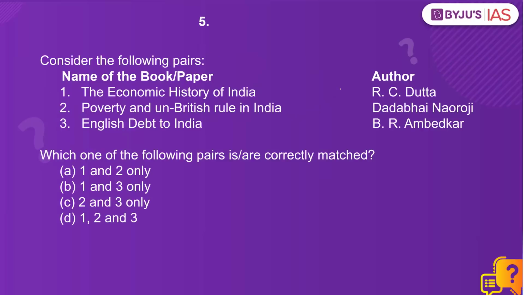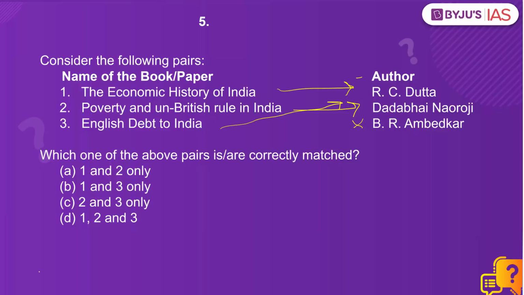Let's look at question number 5. Name of the book or paper and then the author. The Economic History of India was written by R.C. Datta. R.C. Datta was the former ICS officer. He was also once the president of the Indian National Congress. So this is correct. Poverty and the Un-British Rule in India was written by Dadabhai Naoroji. Dadabhai Naoroji is also popularly associated with the drain of wealth. But English Debt to India was written by Dadabhai Naoroji. It was not written by Dr. Ambedkar. So which one of the above pairs is or are correctly matched? It is 1 and 2. A is the right answer.